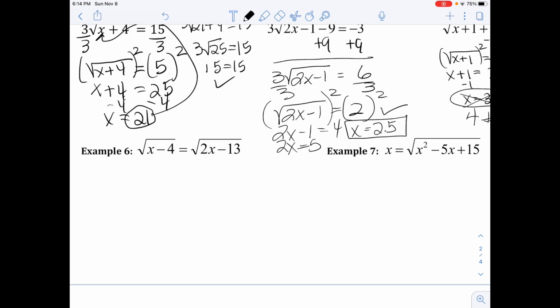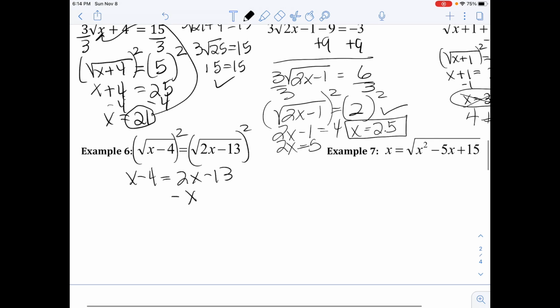Number 6. Again, we're going to isolate the radicals. They're already isolated, and so we're going to begin by squaring both sides. On the left, we get x minus 4. On the right, we get 2x minus 13. And when you solve for x now, you're going to get x equals 9. So subtract the x over to the other side, add the 13 to the other side.